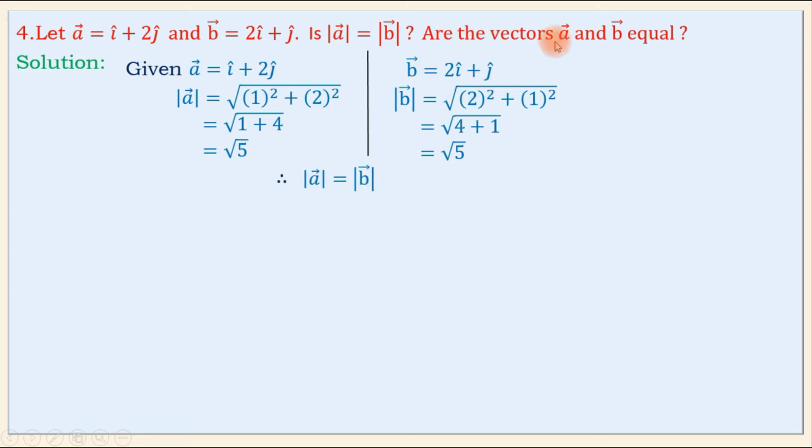Now, we are going to check whether a vector and b vector are equal. So, let me see the components of a vector is i cap plus 2 j cap. Components of b vector are 2 i cap plus j cap.